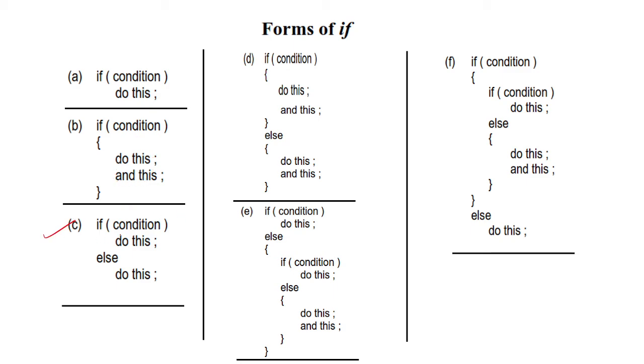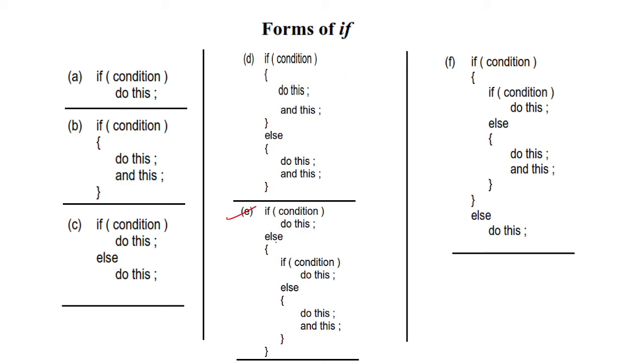In the third case, if the condition is true, then it will do this, and if the condition is false, it will do these things. This is called the else block. Likewise in the fourth, if the condition is true, it will do this work, and if the condition is false, it will do this work.